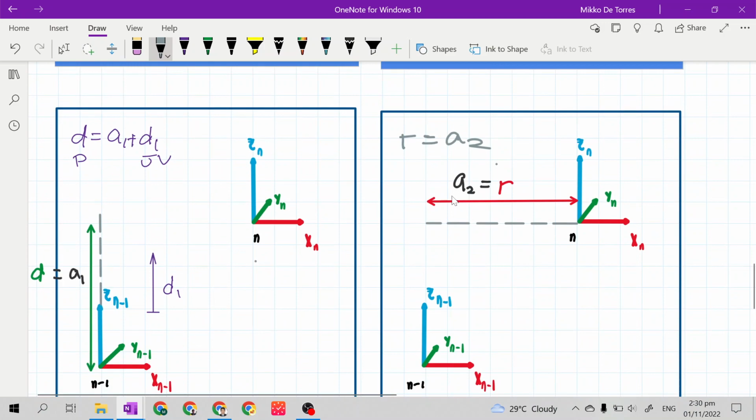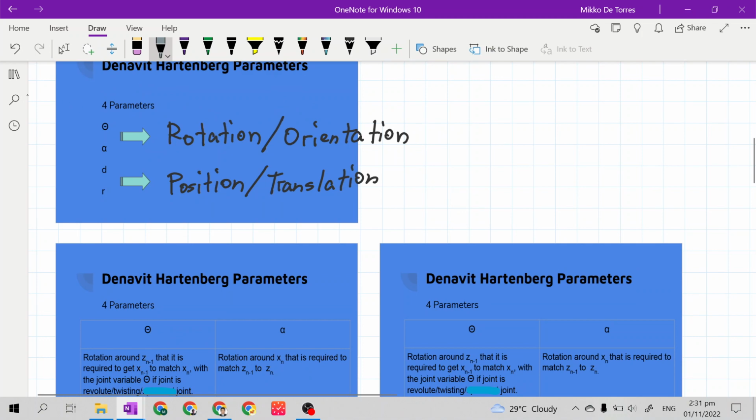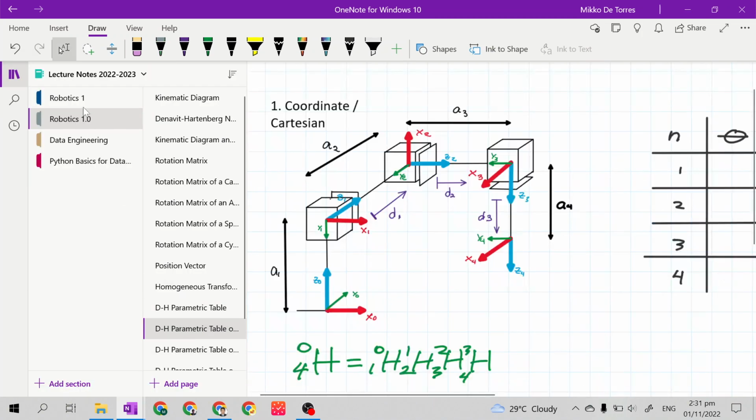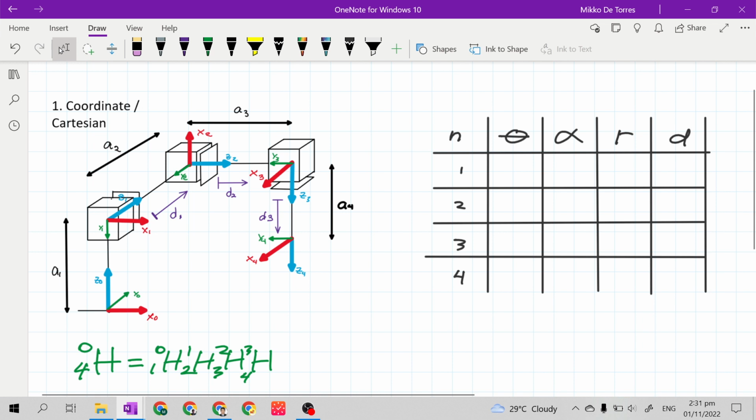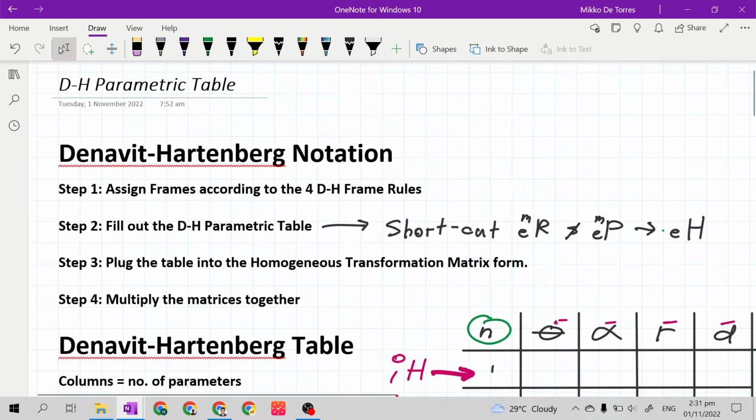So these are the 4 parameters of the D-H parametric table. For the next video, we will have an example here, and it is a Cartesian manipulator. Then after filling out this D-H parametric table, I will also continue the steps of Denavit-Hartenberg notation. So I will plug it into our homogeneous transformation matrix formula.